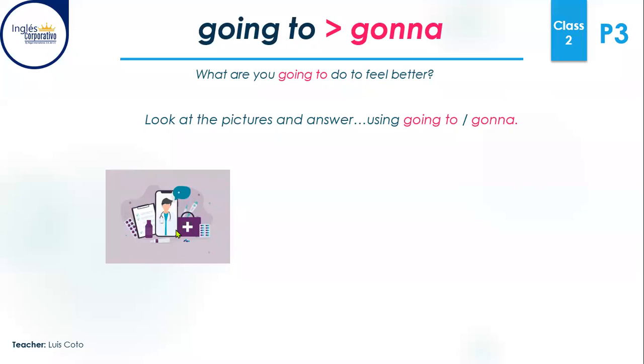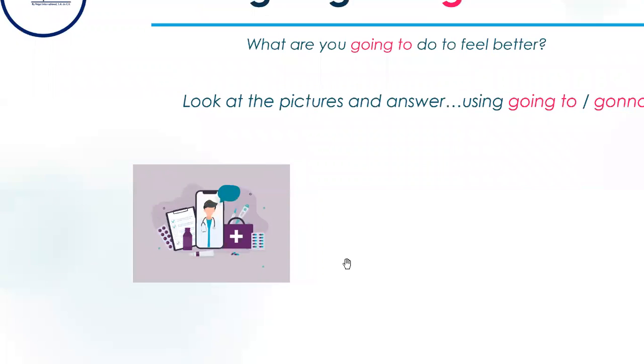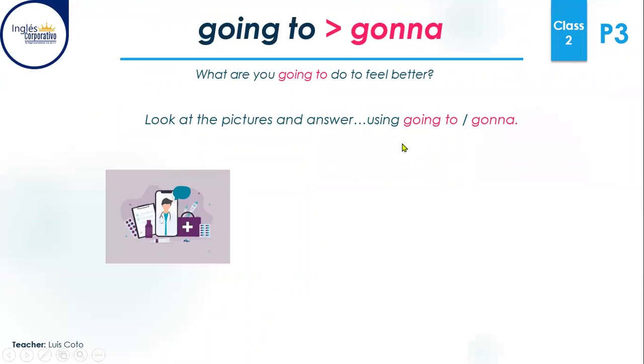Sentence example, please. Can you make a sentence according with the picture? Look at the picture. There is a cell phone. There are pills. Is a doctor? Okay, visit a doctor. Yes, that is the activity. But remember, you have to use going to or gonna. Going to. Yes, but complete.